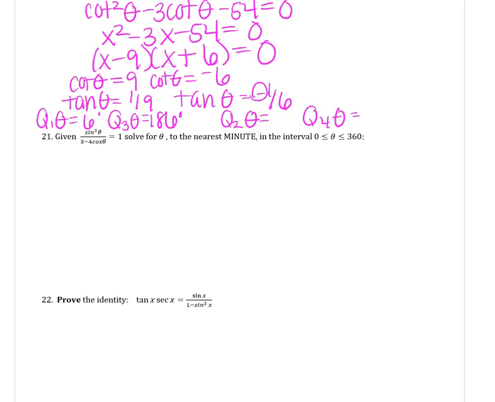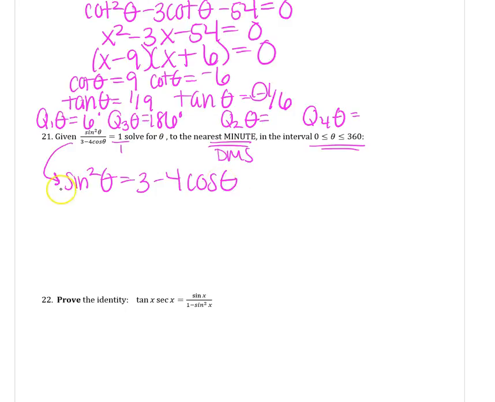All right, so solve for theta again to the nearest minute. So there's your intro for DMS in the interval of 0 to 360. You have a fraction here, so let's just make it not be a fraction. So I could cross multiply and end up with sine squared of theta is equal to 3 minus 4 cos of theta. I don't like that my trig functions don't match, so I can sub in for sine squared of theta 1 minus cosine squared of theta.